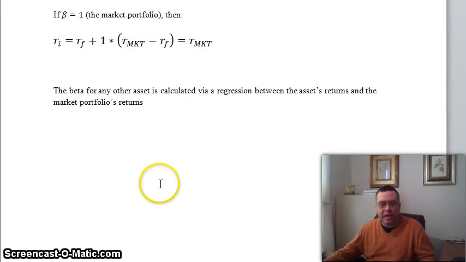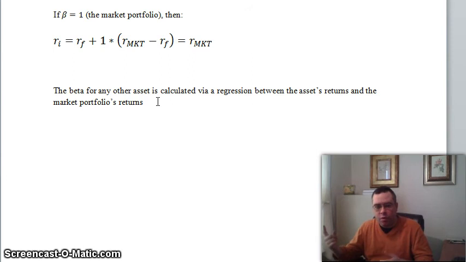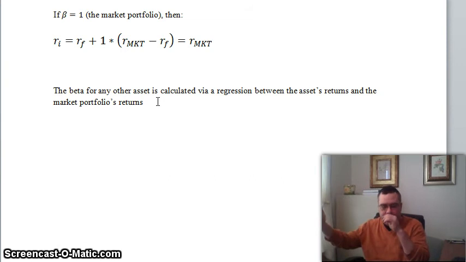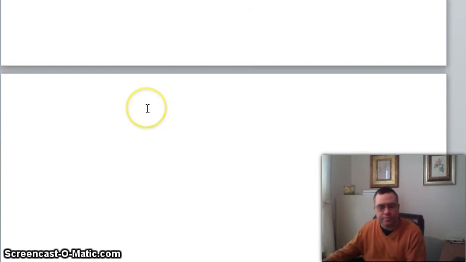Everything else, any other asset, is going to be a return somewhere relative to how much beta they have. Plug in a beta of 1, you get return on market. Plug in 0, you get risk-free. Plug in a beta of 2, you're going to get a return that's out further on that blue line, so you're going to get a higher return because you're taking more risk.